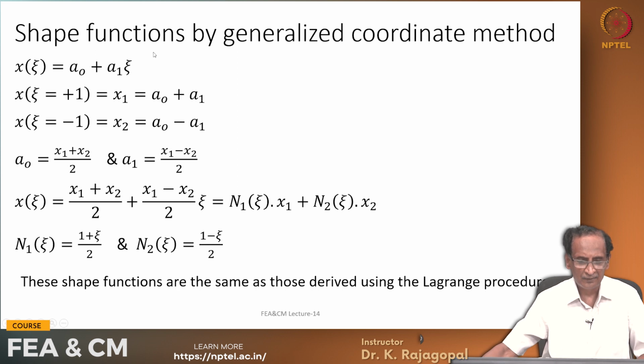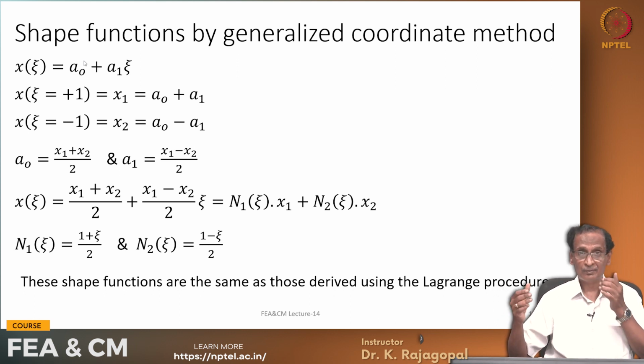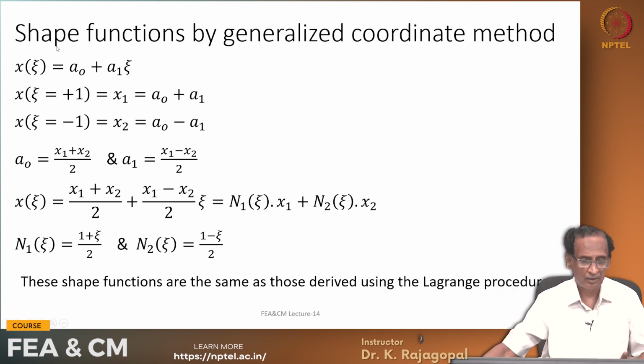And let us derive the same shape function by the generalized coordinate method. We can assume a polynomial, and because we have 2 nodes we need 2 terms in the polynomial, so we can only have a first order polynomial because we have only 2 points. So, x of xi is a naught plus a1 xi.